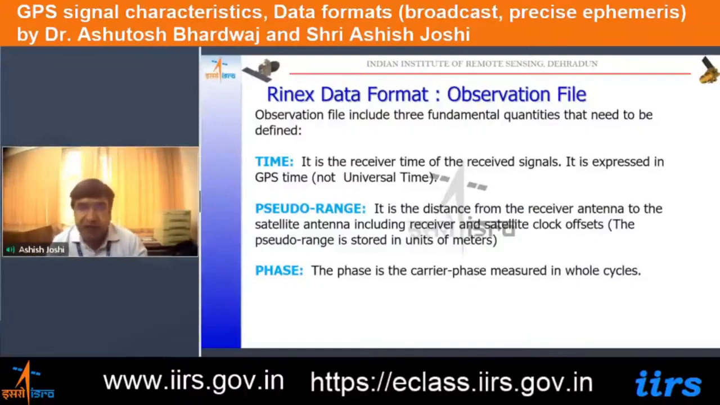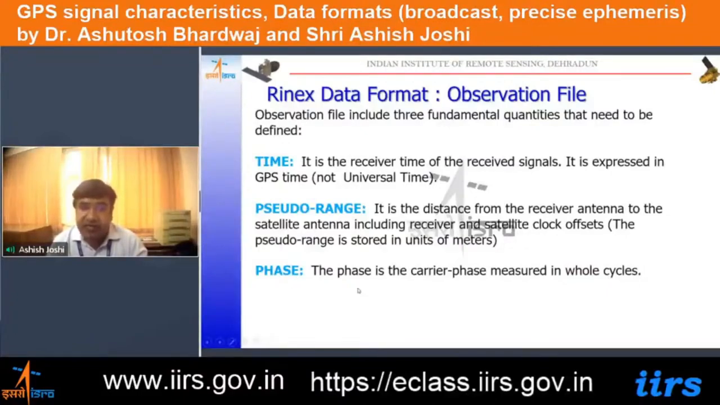What is the observation file? The observation file includes the three fundamental quantities. What are they? First is the time, second is the pseudo range, third is the phase. Time is the receiver time of the received signals. It is expressed in the GPS time and not in the universal time. And what is the pseudo range? It is the distance from the receiver antenna to the satellite antenna, including receiver and the satellite clock offsets. And the unit of the pseudo range is meters.